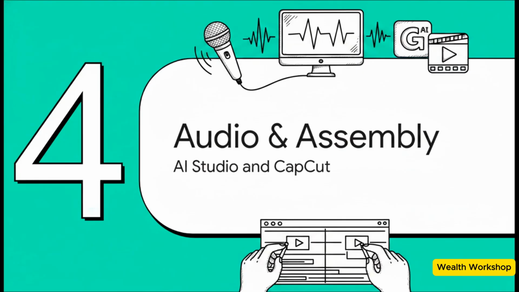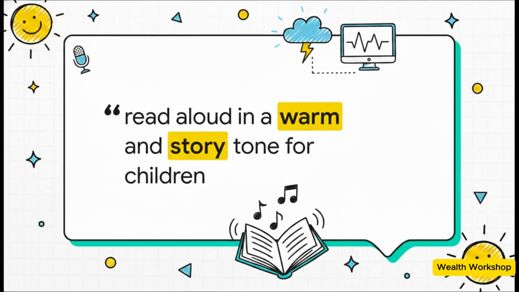Section 4. Audio and Final Assembly. This is where Google AI Studio and some CapCut elbow grease come in. All right, visuals are done. Now we shift to audio and then hit the edit bay. This post-production phase, this is where you actually prove your worth as an editor.